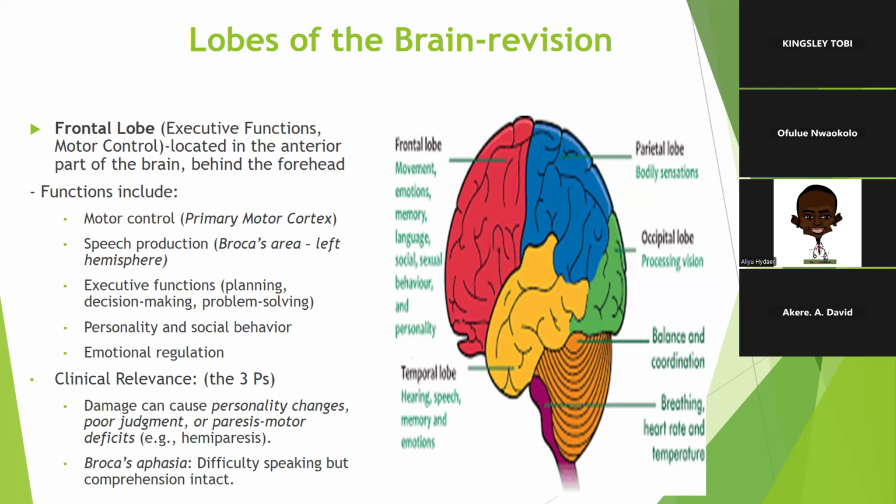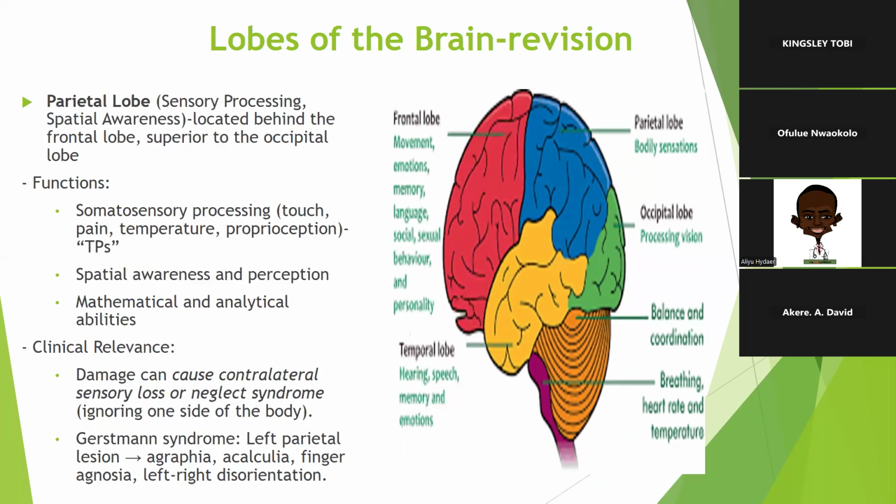So damage, be it trauma or sudden electrical provoked discharges in this region, can lead to the three P's. I call it the three P's. It can lead to personality changes, poor judgment, and paresis, usually hemiparesis. So when they affect the Broca's area, this patient will have difficulty speaking, but note that their comprehension is usually intact. And we're going to see the difference between here and the other lobes as we go on.